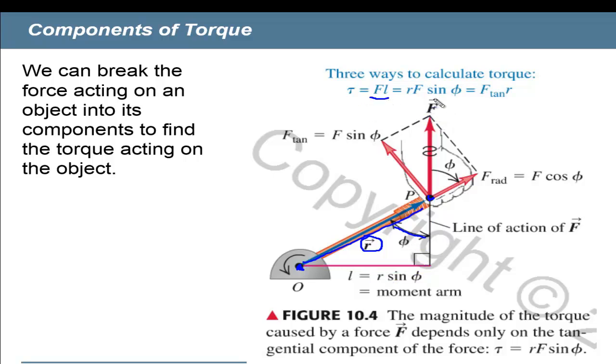Which is actually F times R sine phi, which is the exact same thing as F times R sine phi here. So it works out to be the exact same thing. It's just a matter of preference or maybe convenience, which quantity you want to break into its perpendicular component. Would you prefer to break the moment arm into a perpendicular component or the force into its perpendicular component?